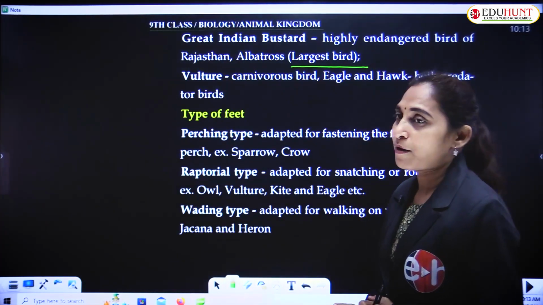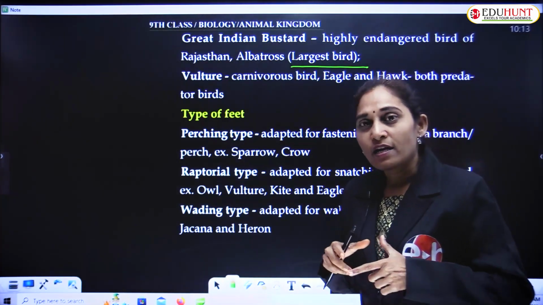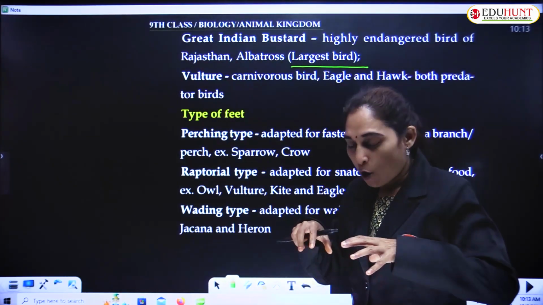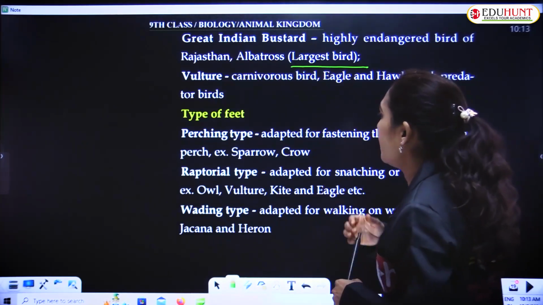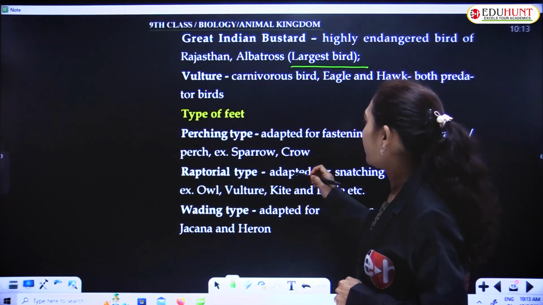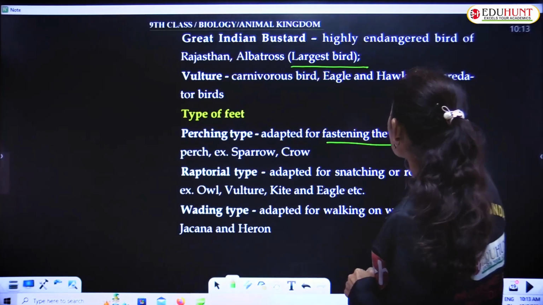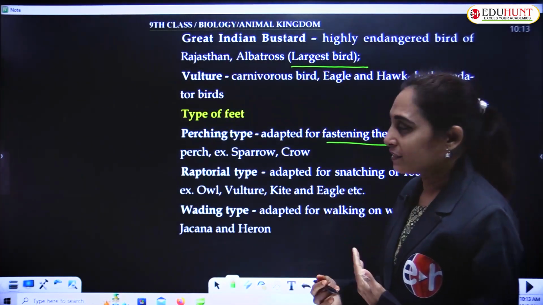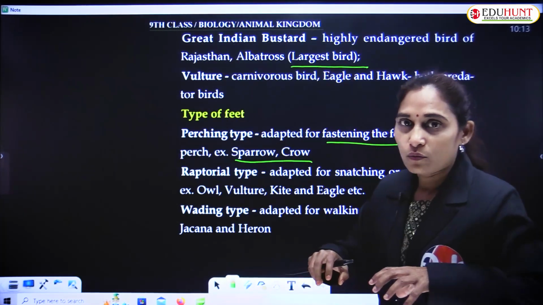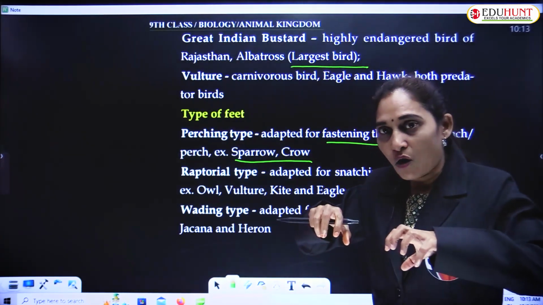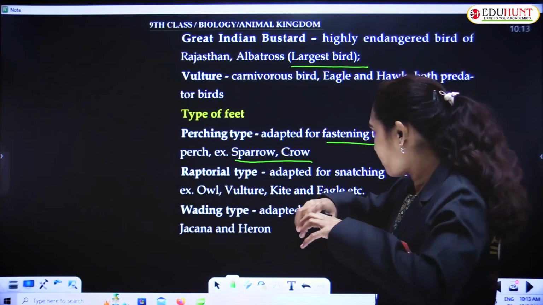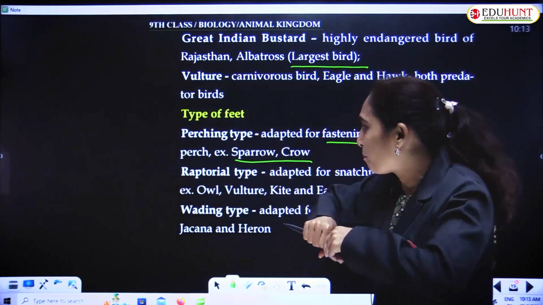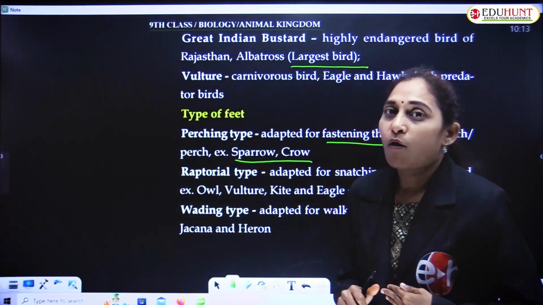Different types of feet are present in birds which aid in swimming, walking, running, and even holding a branch. Perching type of feet are adapted for fastening the foot to a branch, or perch. Examples are sparrow and crow. If you see a crow or a parrot or a sparrow, it holds the branch like this. This is called perching.